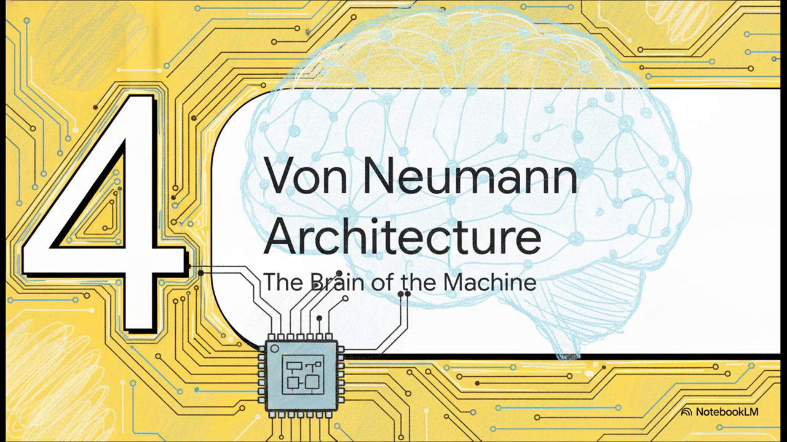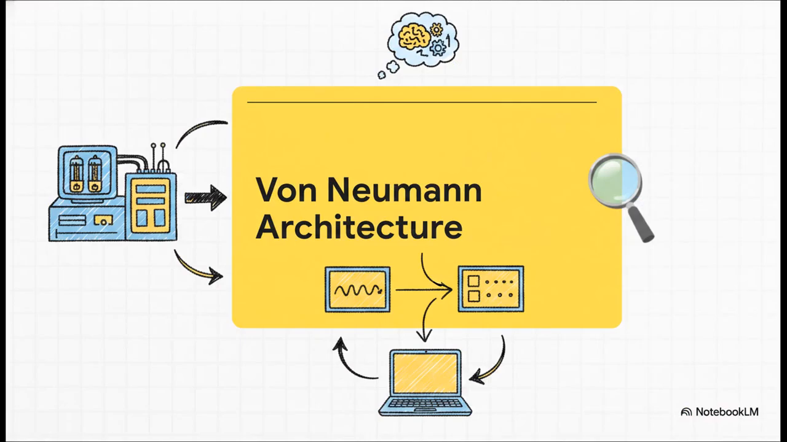Section 4. The von Neumann architecture. This is the true brain of the machine. So, here's the crucial turning point. Back in 1945, a brilliant mathematician named John von Neumann introduced the stored program concept. Before this, you literally had to physically rewire computers just to run different programs. Crazy, right? Von Neumann realized that both the instructions and the data should live in the exact same memory. And wow, this incredibly flexible design is literally still the foundation of almost every single computer made today.